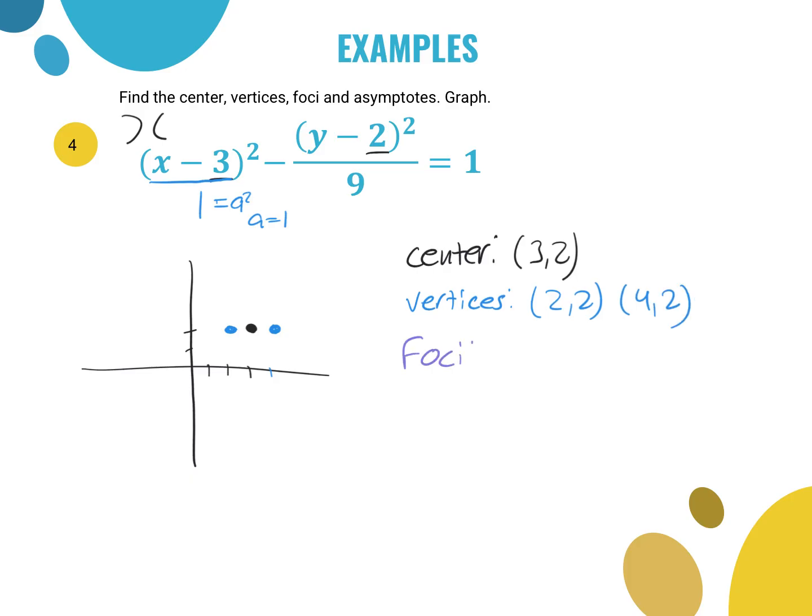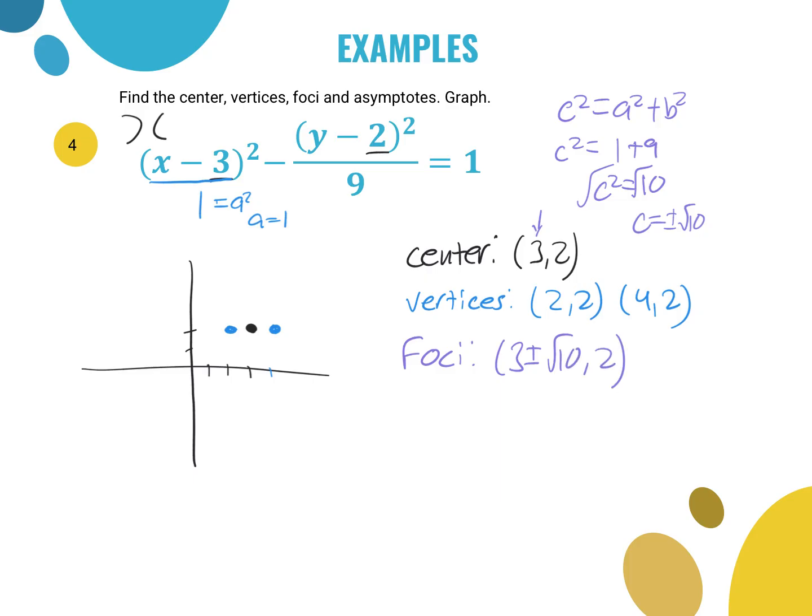Our foci, we're going to have to do c squared equals a squared plus b squared. And then those we get directly from under our x and y, so it's going to be a 1 plus 9. So I get c squared is 1 plus 9. That means c squared is 10. And then when we square root both sides, I get c is plus minus the square root of 10. So that means I'm adding square root of 10 to the x, right? So to that number, it's going to be 3 plus minus the square root of 10, comma 2.